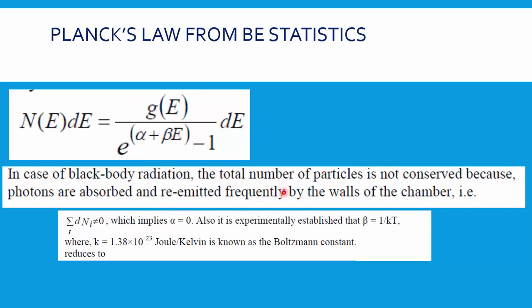But our problem is to derive Planck's law. Planck's law deals with a black body, and in a black body it's not conserved, so the number of particles is not constant. That is why I'm writing dn, the change in number of particles, not equal to 0. Because of this, alpha, the constant, is set to 0. Here beta is equal to 1 by kT, and k is the Boltzmann constant. So in the next step you will find that this Bose-Einstein distribution function gets modified for the black body problem, where I take alpha to be 0.